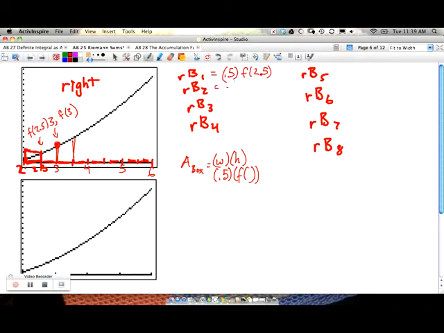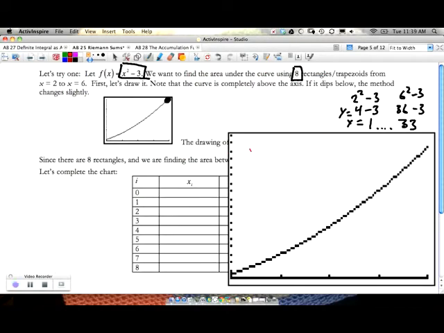Then for the second box, that's going to be 0.5 times f of, now we're skipping over 0.5, we're going to the next one, which is at 3. So that's going to be f of 3. And then for the next box, we have 0.5 and f of 3.5. And we've got to figure out what is f of 2, f of 2.5, and so on. So that's going to help us if we were to fill out this table here.